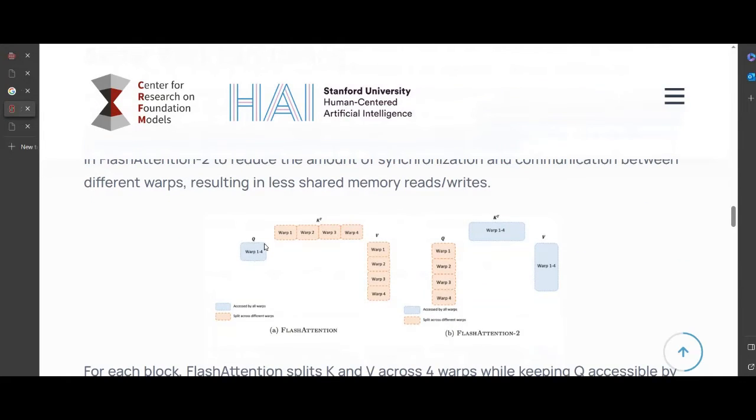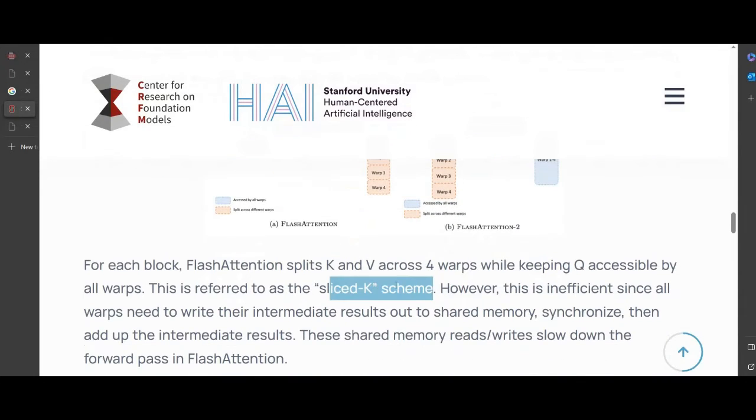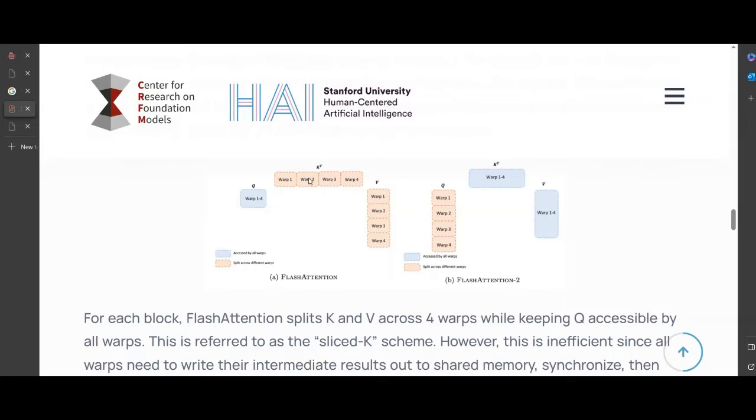So in the original version, the blue things show things which are accessible to all the warps, and the red ones are split across different warps. In the original version, the query was shared across all warps, and the key and value were split across different warps. This is called the sliced-K scheme. They say this was inefficient because a lot of synchronization needed to be done for the intermediate results. You had to calculate everything and then store it one by one, then again do it one by one with the value, and there would be a lot of communication in this.